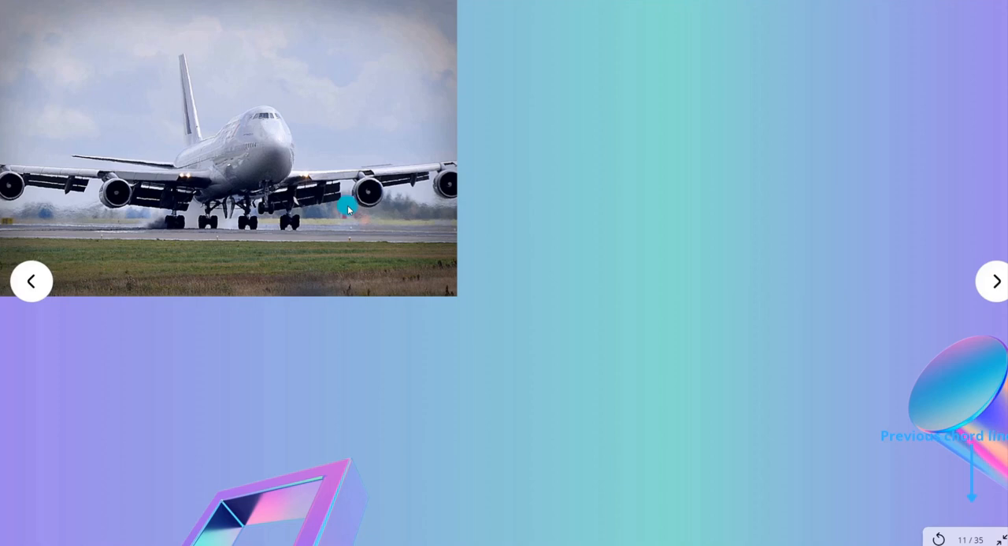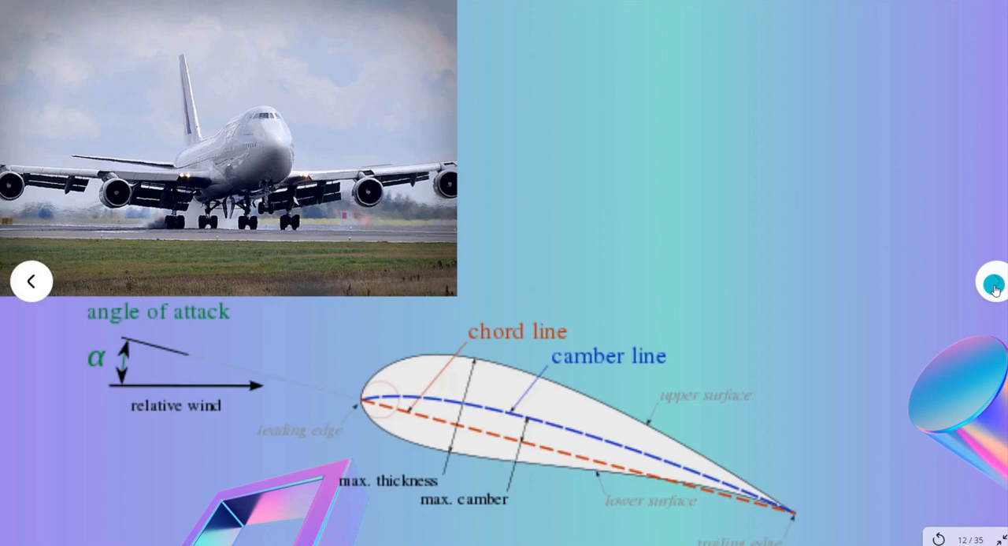To understand how they increase the lift, first I will show you the cross-sectional view of the wing. So here you can see the cross-sectional view of the wing. Basically, the wing is in the shape of an airfoil. Here we have all the terminologies associated with the airfoil, but you need not worry about all this. For now, you just focus on this red line.